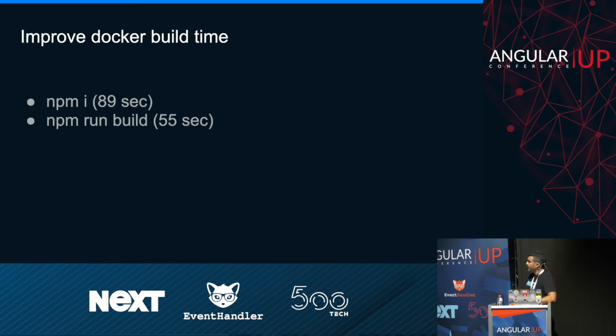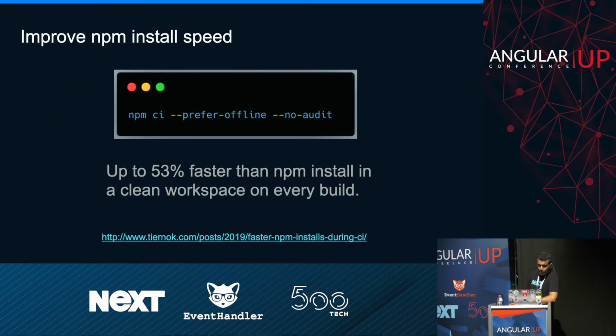To improve the Docker build time, I found out that the 2 longest operations were the npm install, and the second is the npm run build. To improve the npm install, I found out that I can use the npm clean install with 2 flags, prefer offline and no audit, and you can save up to 53% faster than npm install in a clean workspace on every build. Because my pipeline is a clean workspace, this should help.